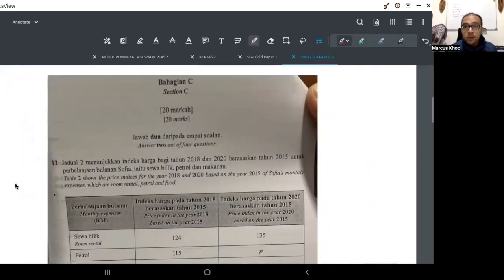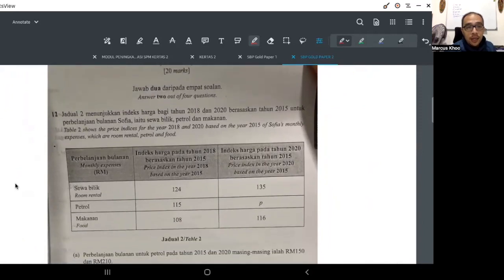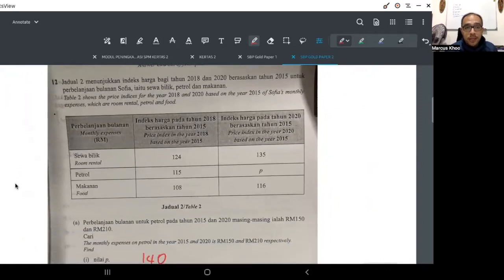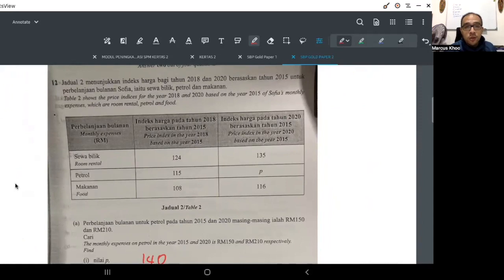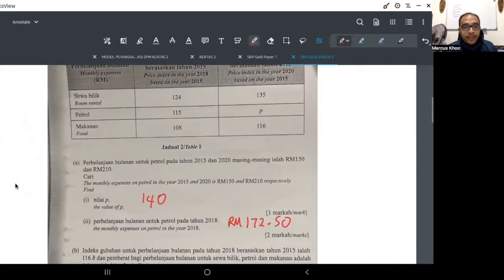All right, down to our last two questions. So this is the index number question. Table 2 shows the price indices for the year 2018 to 2020 and based on the year 2015. Oh, so two different years, but based on the same year, which are room rental, petrol, and food. Okay, so the monthly expenses on petrol for 2015 and 2020 are 150 ringgit and 210. Find the value of P.